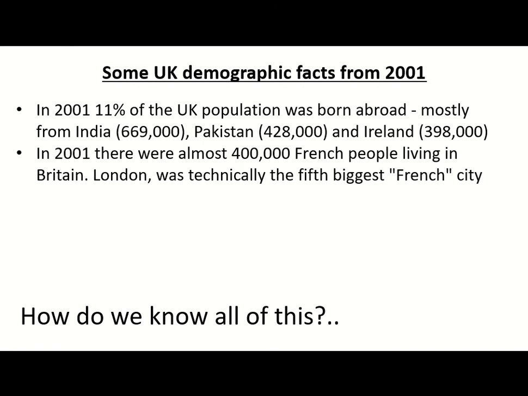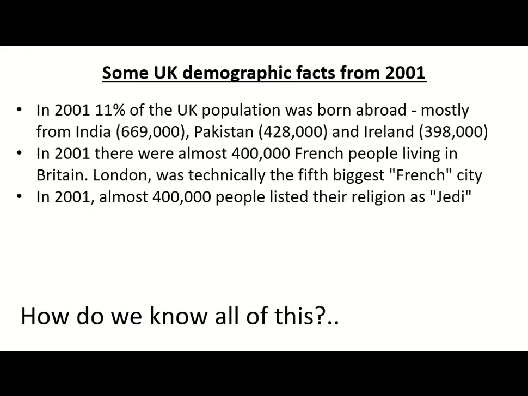Fact number 2, there were almost 400,000 French people living in Britain in 2001, and because of the number of French people that actually lived in London, technically speaking, and not really, but technically speaking, London was the 5th biggest French city. So it was bigger than several other cities in France because the population of French people in London was so high.